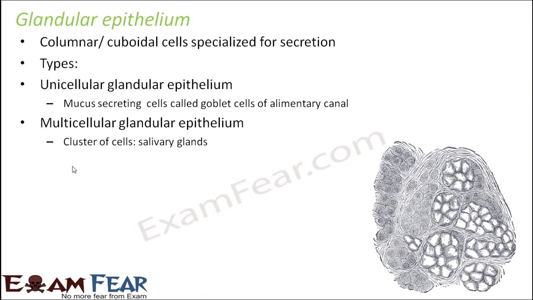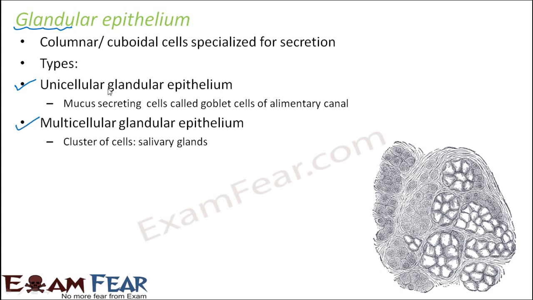Let us talk about another specialized epithelium that is called glandular epithelium. So this is derived from the word gland. What are glands? Something which secretes hormones, enzymes, etc. So this type of epithelium is specialized for secretion. As I mentioned before also, there are some epithelium, whether they are columnar or cuboidal, but their main purpose is to secrete. So these kinds of epithelium are also known as glandular epithelium. There are two types of glandular epithelium, unicellular glandular epithelium and multicellular glandular epithelium.